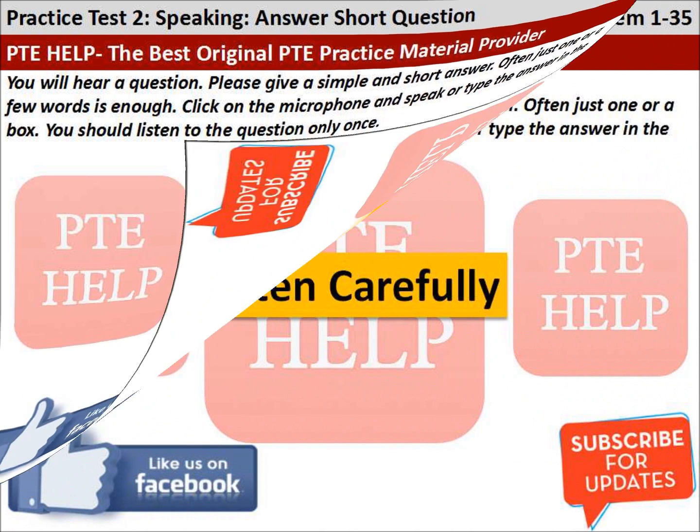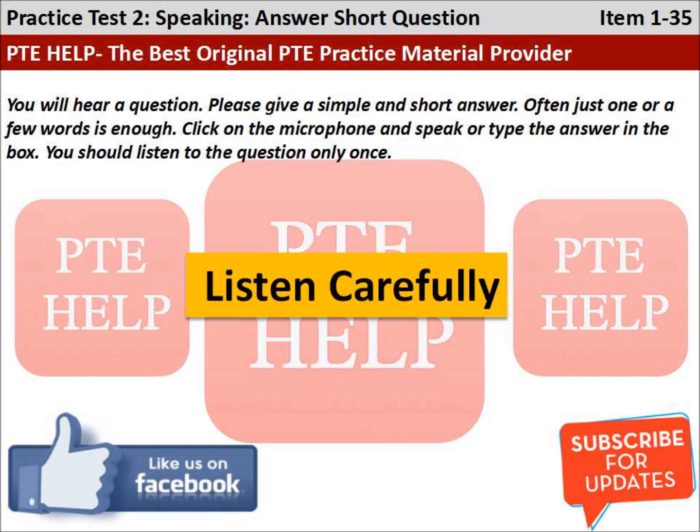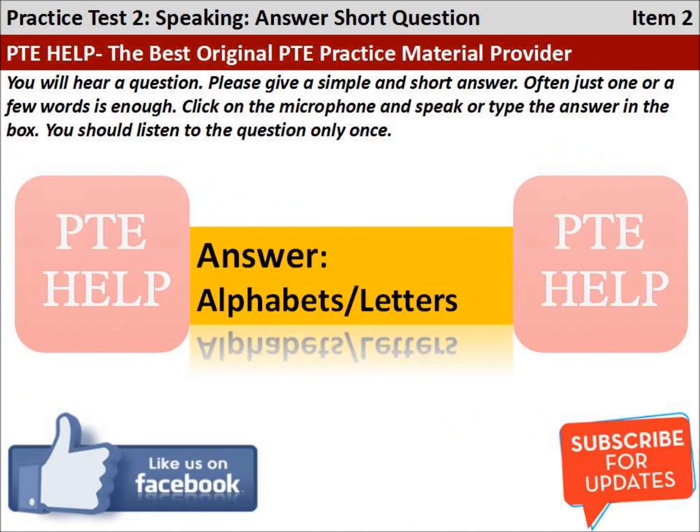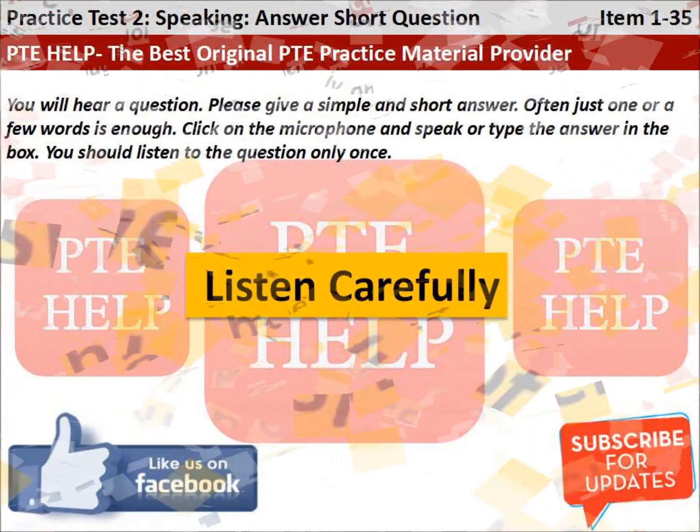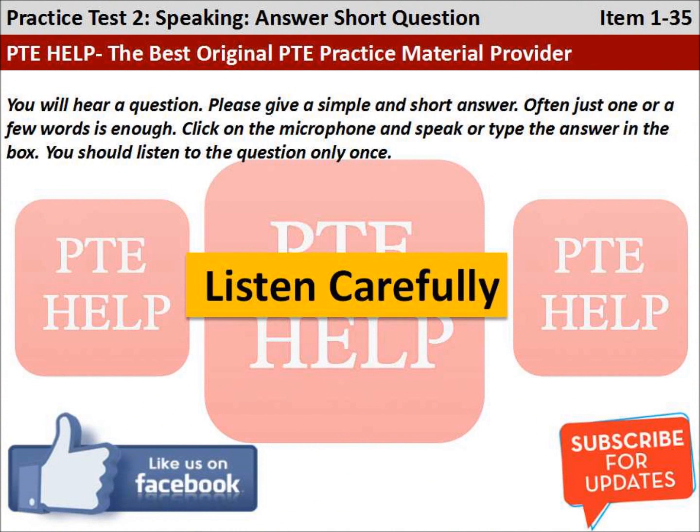PTE Help, Question 2. A word is made with a combination of which thing? PTE Help, Question 3. What is a standard set of letters that is used to write one more languages, based upon the general principle?